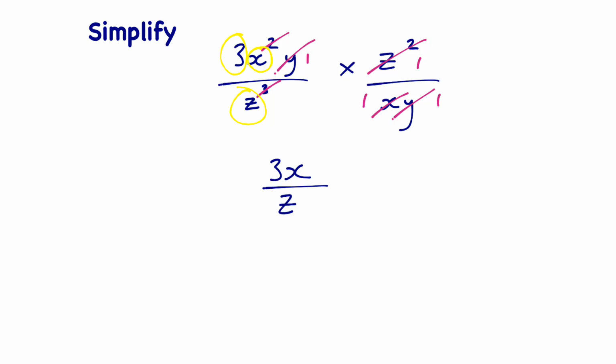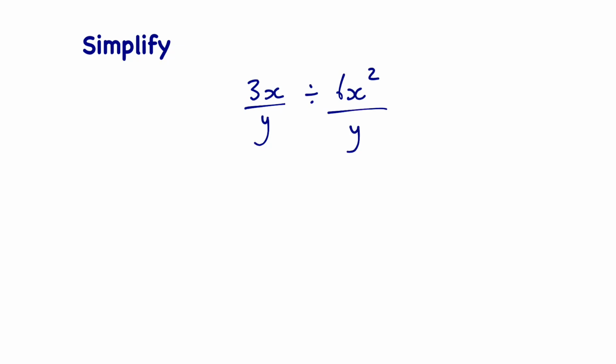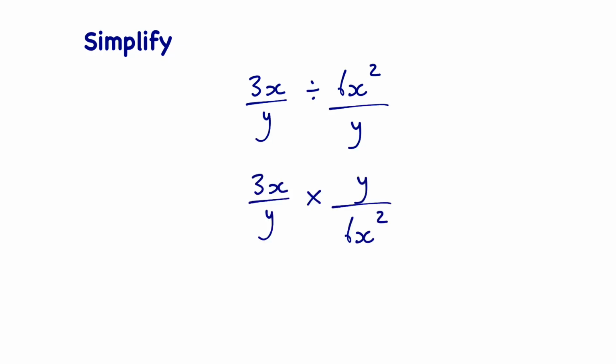Now let's look at division. So as is normal with numeric fractions, we will always change our division sign to a multiplication sign first and invert the second fraction. So once we've done that, we get 3x over y as before, change it to times, and then this fraction has been turned upside down.